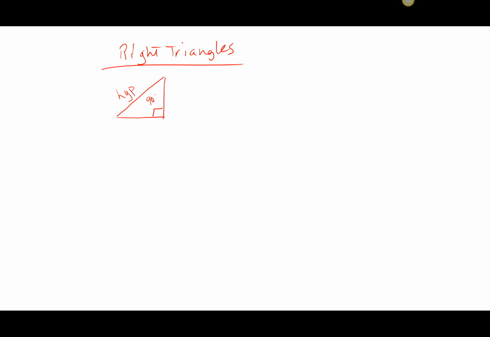Our hypotenuse is the side opposite the right angle. It's always the longest side. So here's the right angle, and the hypotenuse is opposite of the right angle, and it's always the longest side. We abbreviate that to HYP. Hypotenuse: always the side opposite the right angle.